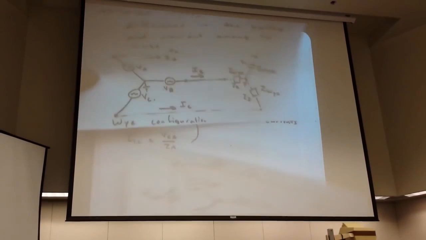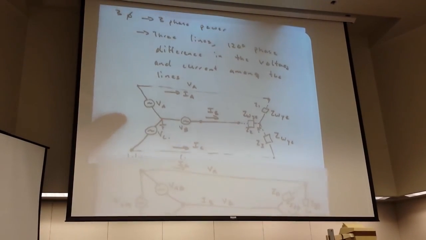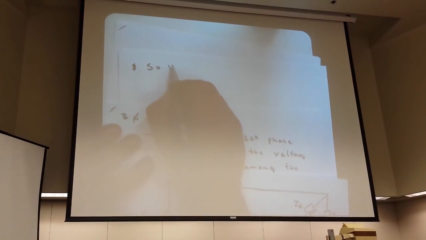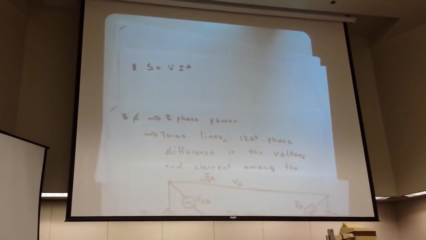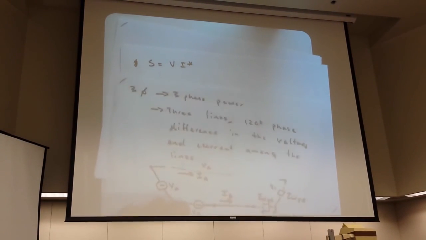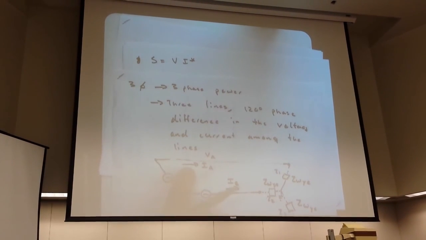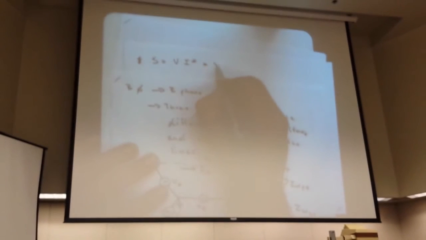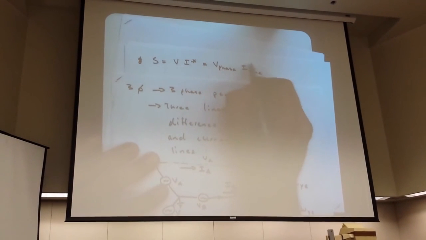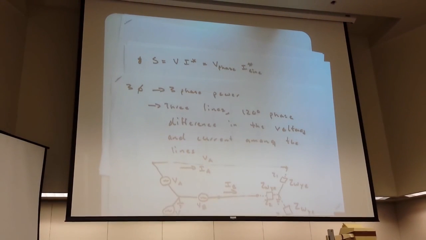So if we look at these systems, what's our power? We can look at power at just one of the branches. And our power expressions haven't changed. You can say S equals V I conjugate. That's the same thing we've done all along. And so if we're looking at our Y configuration, S equals V phase I line conjugate. And so that has to be equivalent.